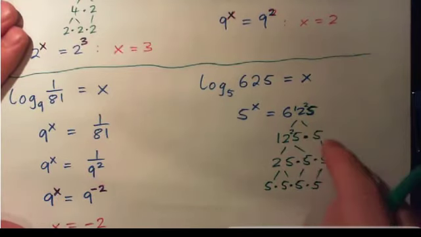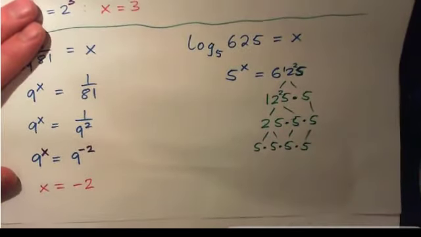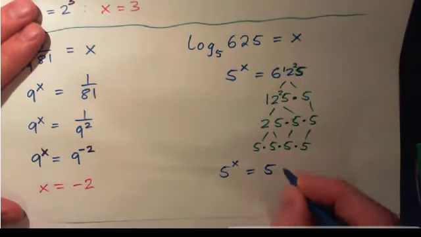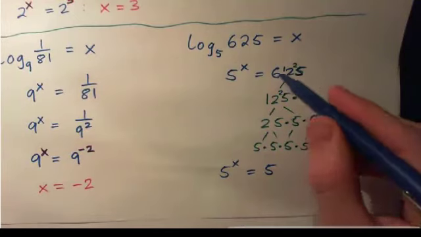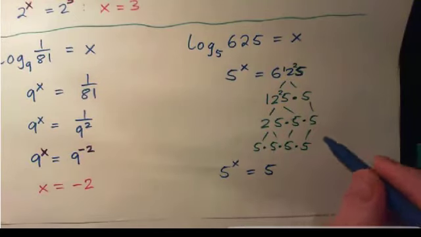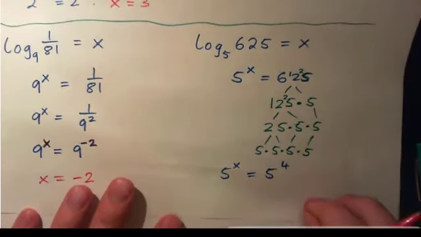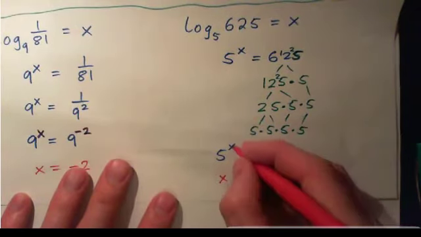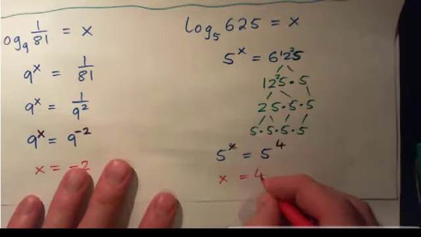Okay, so a little bit of time to figure this out, but it must be done if you want to get the points. Okay, so we have 5 to the power of x equals 5 to the power of what? 625 becomes 5 times 5 times 5 times 5, 5 to the power of 4. So what's the answer? The bases are the same, therefore the exponents must be the same. X equals 4, right?